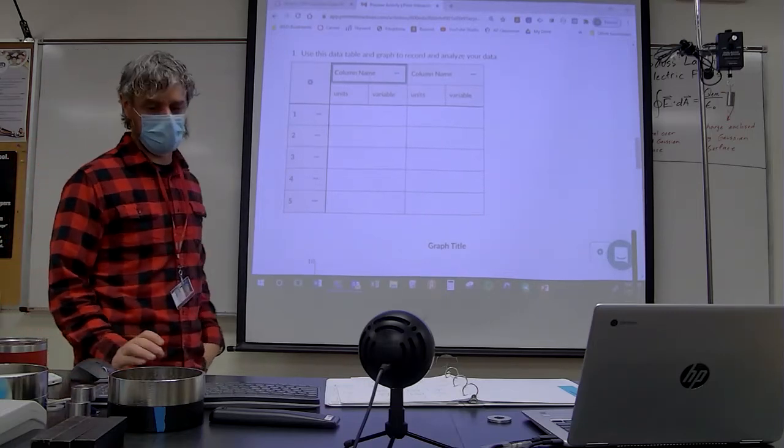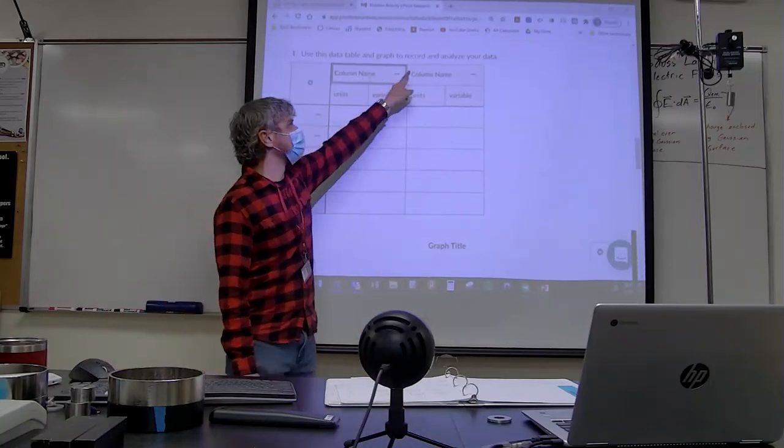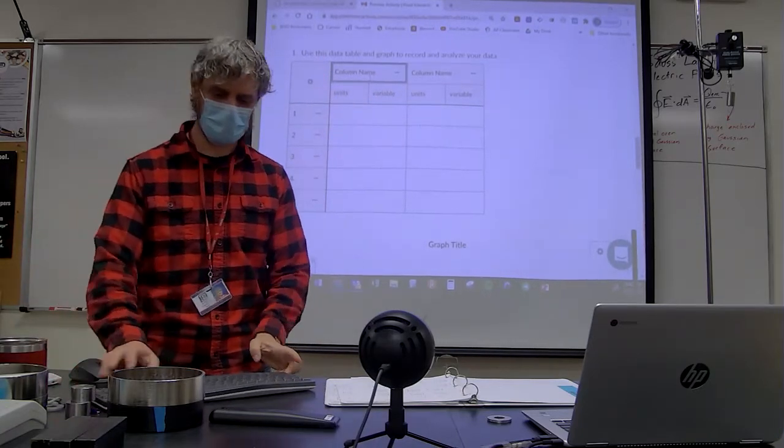So my first column, and I'm going to look at your data tables. I want to see all these boxes filled in with something. Okay, don't leave them blank. Don't leave them blank. That's not good science.